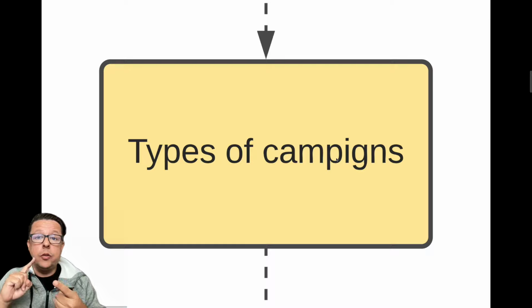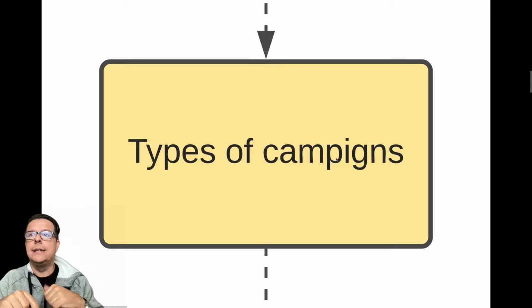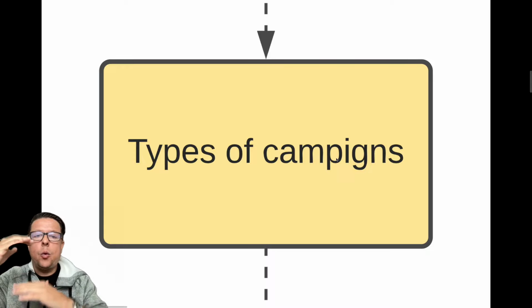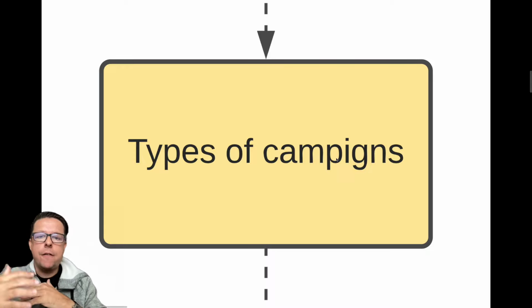You can run awareness campaigns, sales campaigns, video campaigns, shopping campaigns, Google local campaigns. There's a preferred by Google campaign, which you would actually be perfect for. So isolating what type of campaign is perfect for the objective that the business needs to hit.